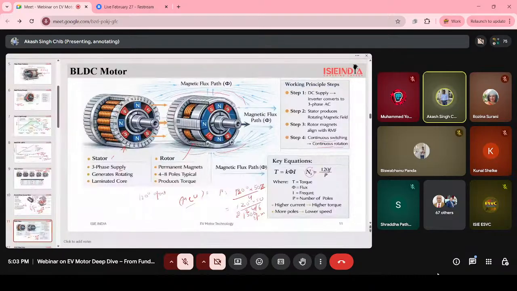And here is one more equation. T is our torque, K is the motor constant, phi is the flux, and I is the current we are getting.